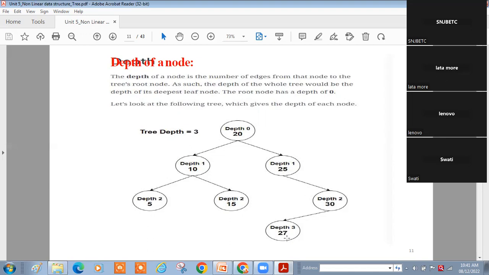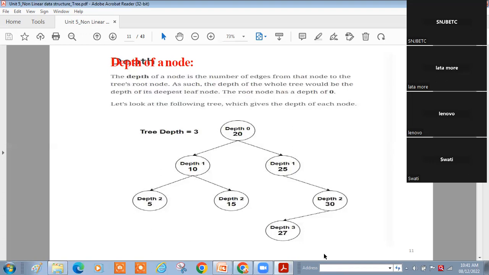Let's look at the following two, which gives you the depth. Here I can say here is the root node, having its depth as 0. Next are the nodes kept at level 1, having depth as 1. These are the nodes kept at level 2, having depth as 2. And here is the last one, having depth as 3.